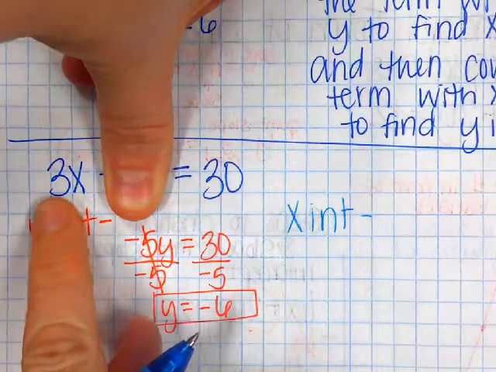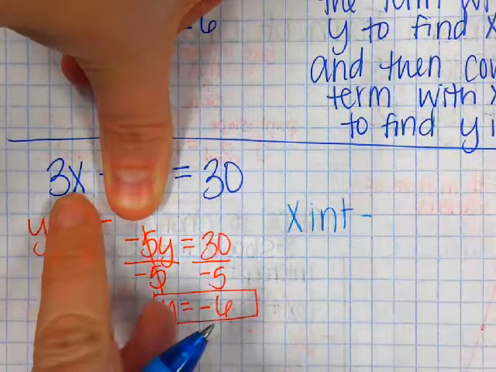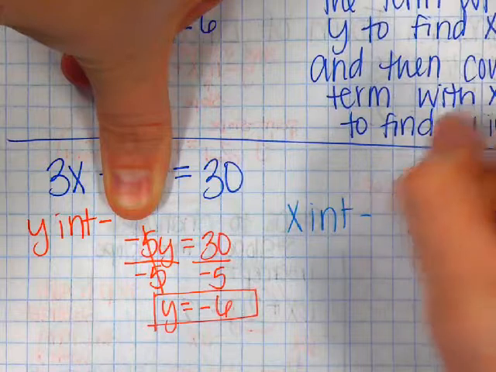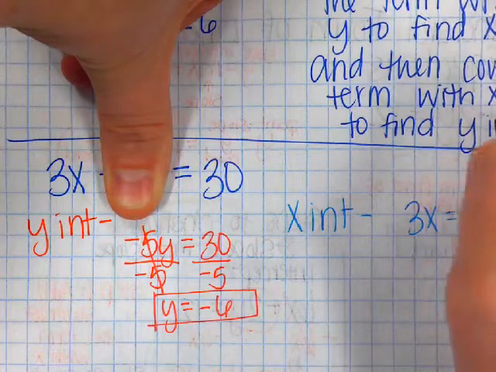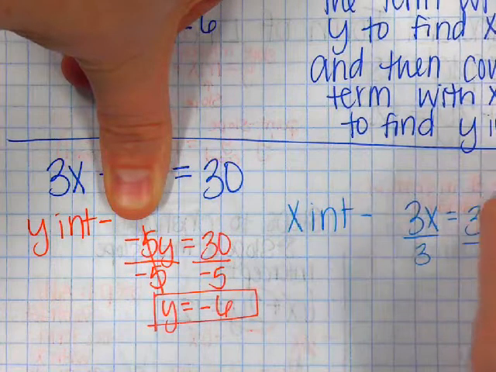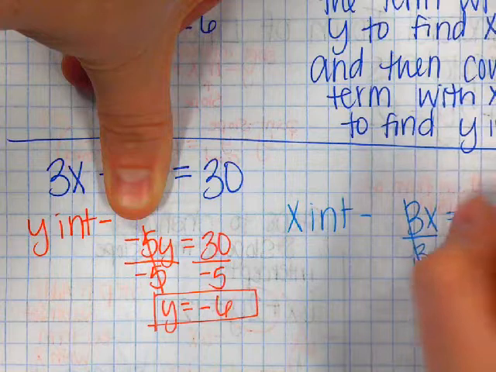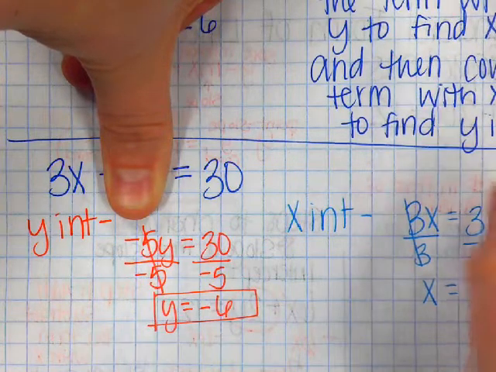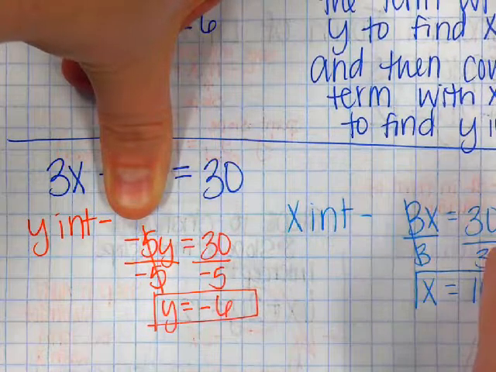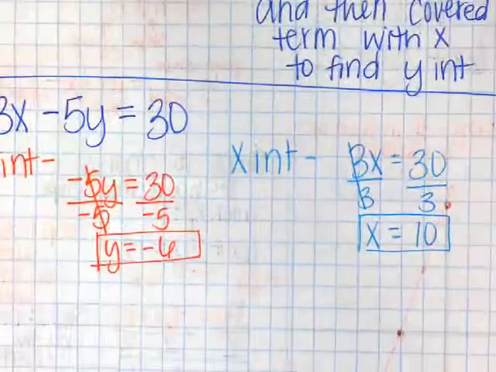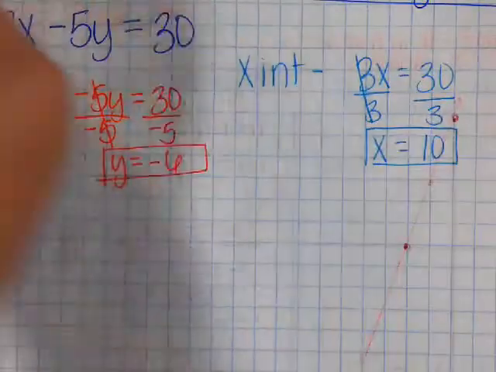Okay, if I want to find my x-intercept, I cover the y. I want it to show the x. So it'd be 3x equals 30. Divide by 3, divide by 3. x would equal 30 divided by 3, which is 10.